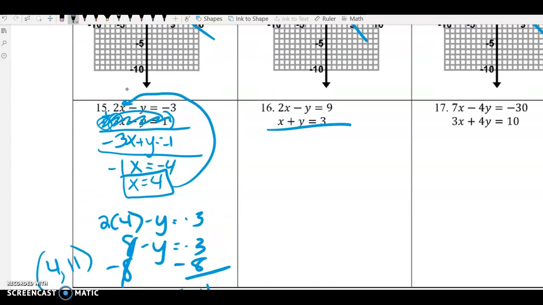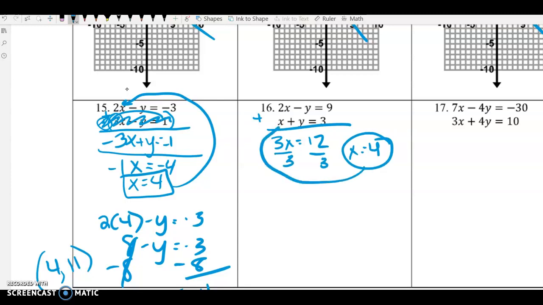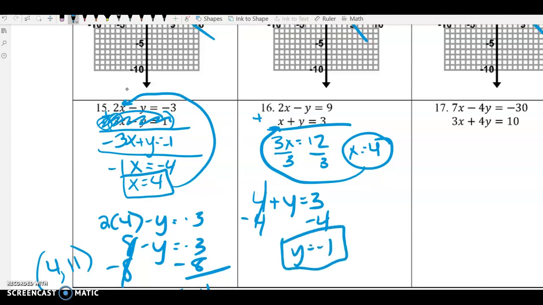16, same idea. I see my y's eliminate, so I'm left with 3x equals 12. Divide both sides by 3. I get x equals 4. I'm going to plug this into the bottom equation. Looks a little easier. I get 4 plus y equals 3. I'll subtract 4 on both sides. I get y equals negative 1. Ordered pair, 4, negative 1.